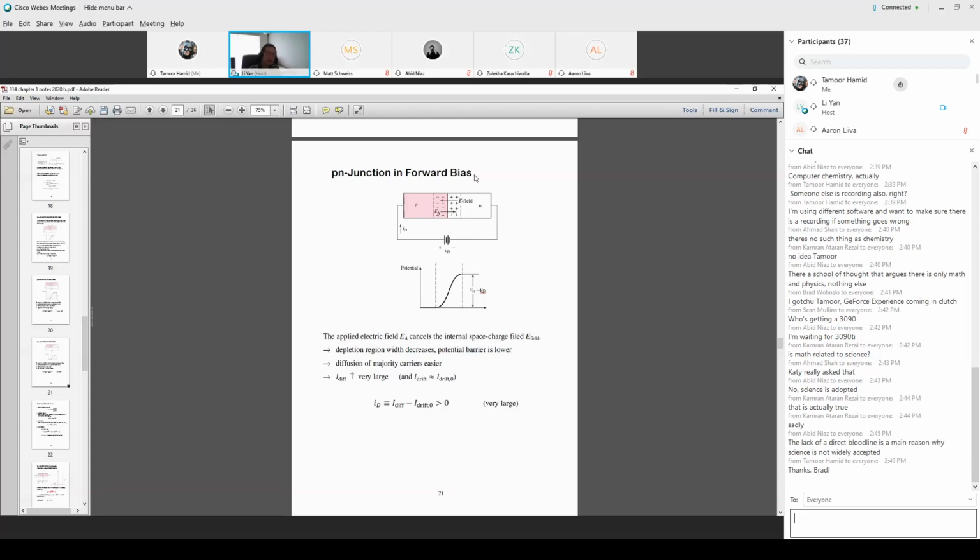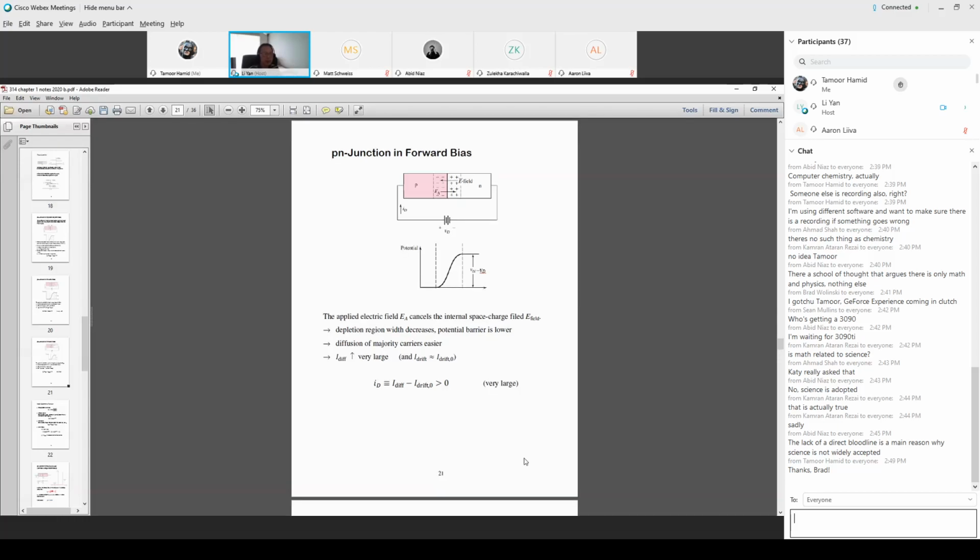But unlike reverse bias, this amount of current I_D can be very large. Very large means there's almost no limit on how high the diffusion current can go. Once you lower the potential barrier, the diffusion current can go very large and it creates a positive diode current in this direction. Any question?